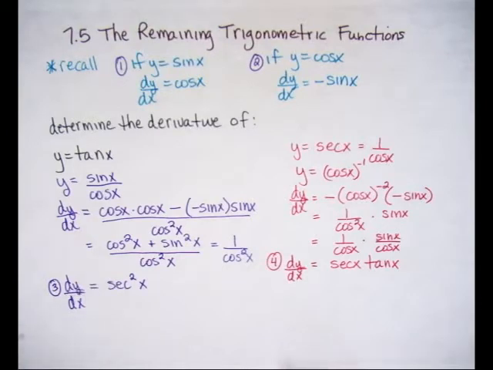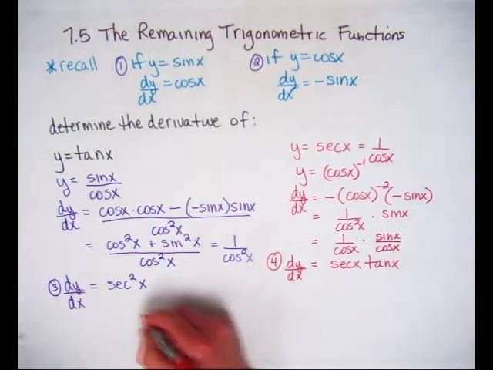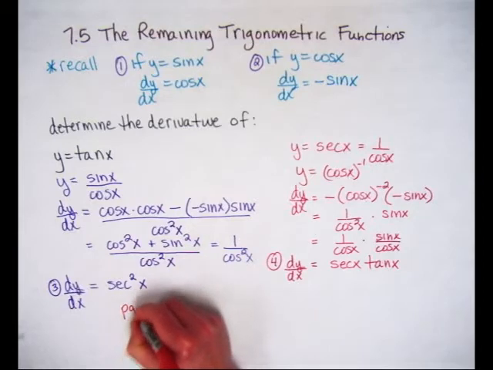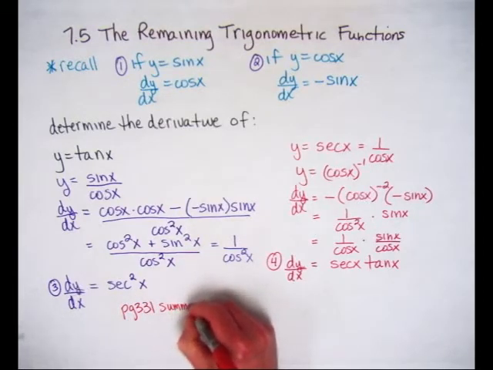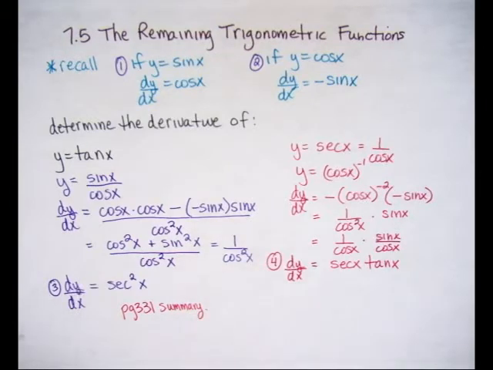Now we could repeat this for the other 2 ratios, but I'm just going to save you some time here and suggest that, first of all, on page 331 in your textbook, there's a summary of all of the 6 derivatives in one place, so you can refer to that if you need to. What I'm going to do here is just write down the other two for you.